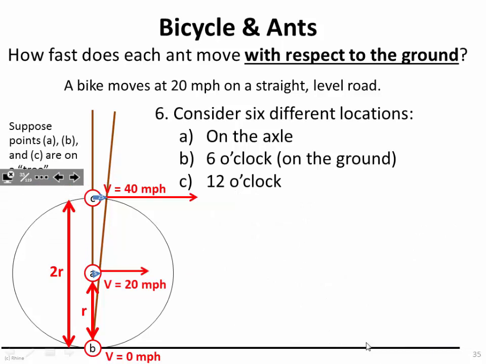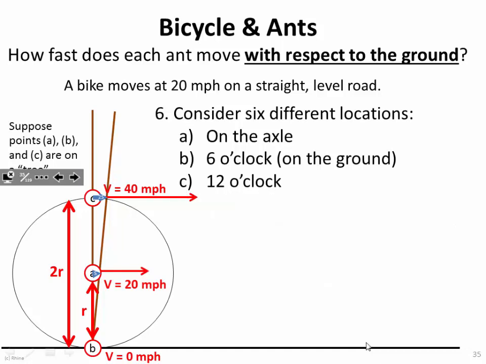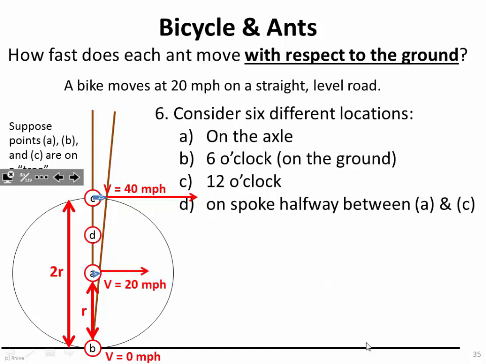You can see this argument, you can go back online and watch that, all right? What about on a spoke halfway between? If we're at point D here, what would happen then? Using the same argument, we'd move 1.5 arc lengths compared to this arc length, and we'd be at 30 miles per hour, for that instantaneous speed.